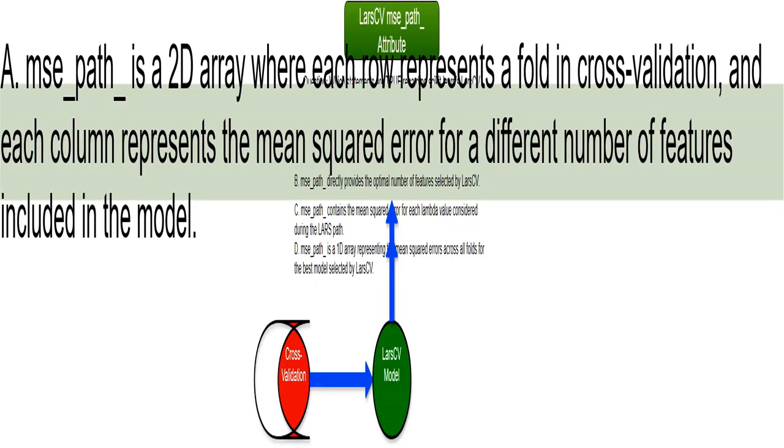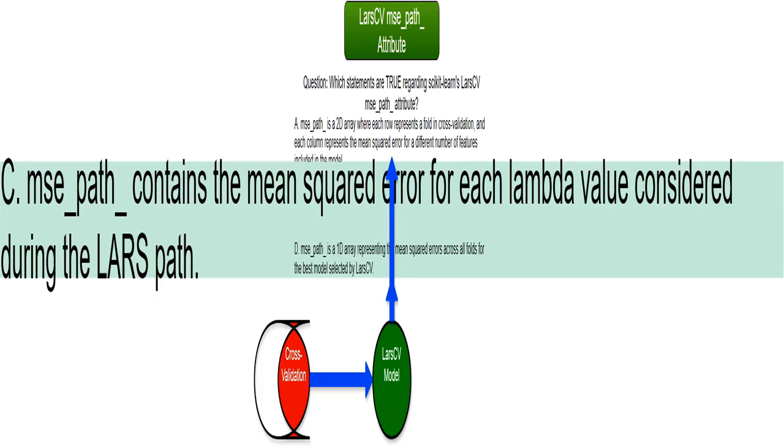This statement is correct. Imagine a table. Each row represents one of the cross-validation folds, and each column shows the mean squared error, MSE, a measure of how well the model predicts the target variable using a specific number of features, variables. Lower MSE means better performance. Absolutely right. The LarsCV algorithm uses a parameter called lambda for regularization. This helps prevent overfitting by controlling the influence of each feature. Each column in MSE_path_ corresponds to a different lambda value, and the MSE shows how the model performs with that particular regularization level.